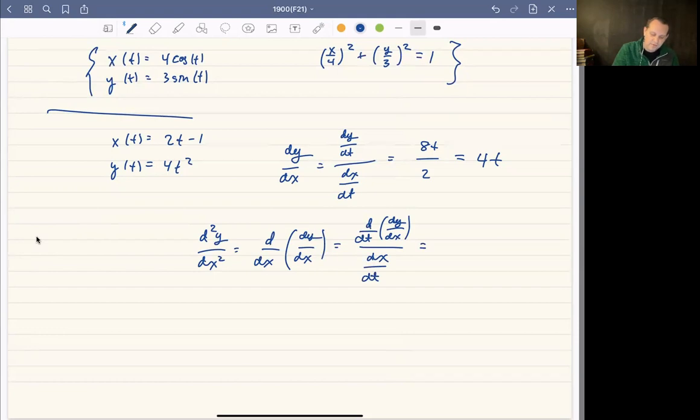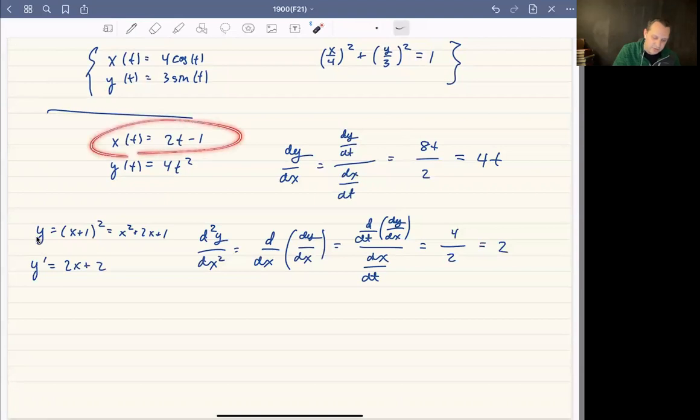And the derivative of dy/dx with respect to t, well, dy/dx is 4t, so if we differentiate with respect to t, we get 4. For dx/dt, x is just 2t minus 1, so dx/dt is just 2. And we end up with 2. And that's consistent. Remember, we had already eliminated the parameter. That's consistent with the fact that if y is (x plus 1) squared, which is x squared plus 2x plus 1, then we know that y prime, or dy/dx, would be 2x plus 2. And if you compute the derivative of 2x plus 2, guess what you get?